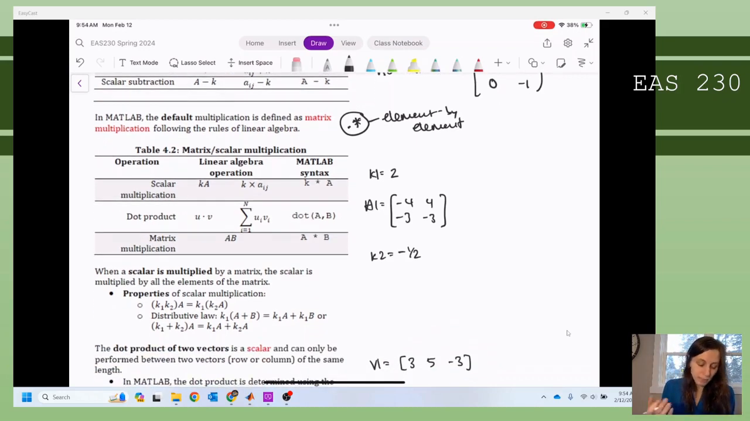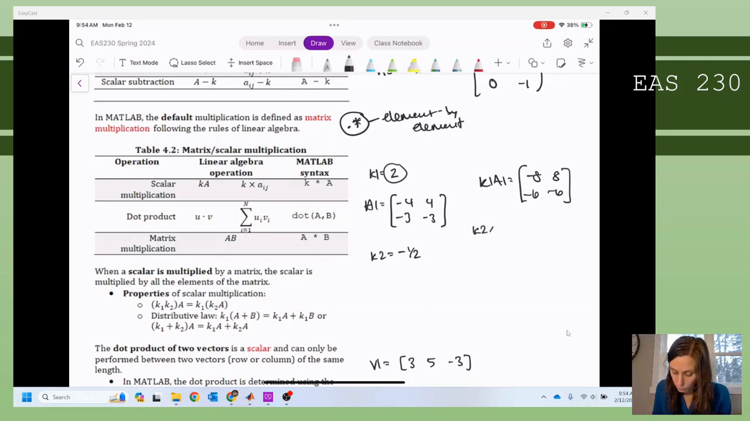If I want to multiply a scalar times a matrix, that's totally normal. So if I have K1 times A1, it would just take the 2 and multiply it by all the numbers. So I get -8, 8, -6, -6. Same thing if it's a fraction. If I have K2 times A1, that would be normal. Take this scalar times all the values. So 2, -2, 2/3, and 3/2.